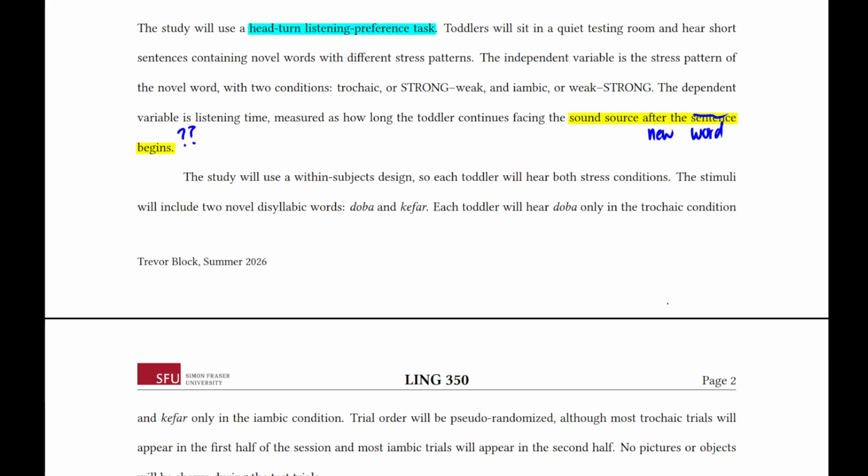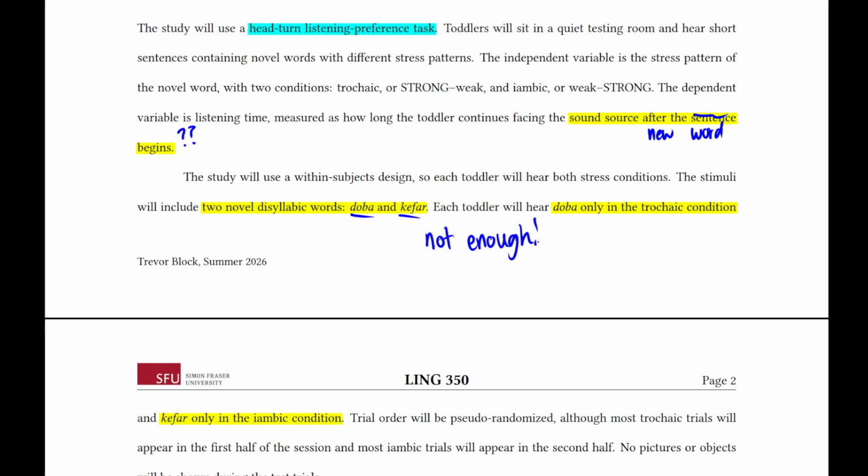The stimuli will include two novel disyllabic words, doba and kafar. Okay, this is a little problematic because we're talking about word learning and stress, but we're just giving one example of each. So just two words. And if we go further, we see that it's doba only in trochaic and kafar only in iambic. So this is not enough. We need some more variation in our words, especially if we're testing stress.